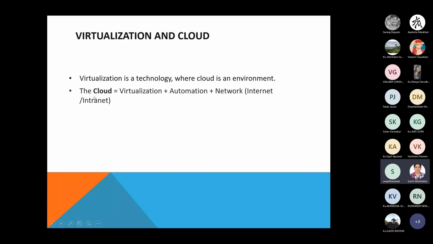So the cloud is ultimately a combination of all these things: virtualization plus automation plus internet. Of course, if you have the Google Drive app on your mobile and you don't have internet, what is the use of Google Drive? You cannot access your storage, right? So that's the logic.